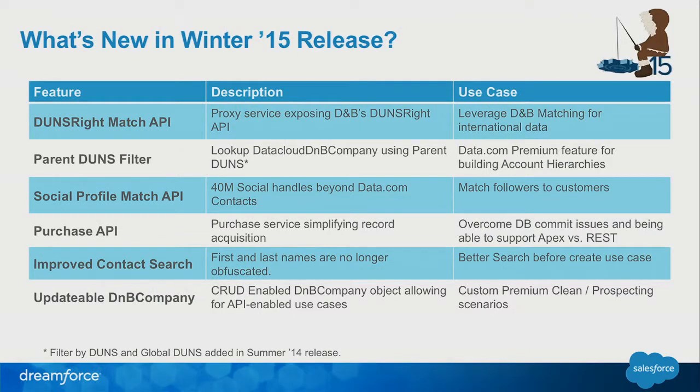So to wrap up, in our Winter 15, which is our current release, I talked about the Duns Right API that's there. The parent Duns filter, we have added one new API, but in our Summer release, we had provided the Duns search and the global Duns search. Together with all of these three, you have enough information to go ahead and build an account hierarchy now. Social profiles: 40 million social handles available today, not just for the contact assets that we have in Data.com, but even for those for which we don't have contact assets.